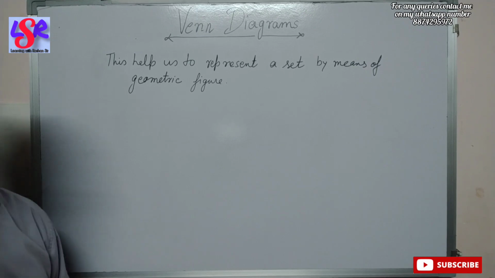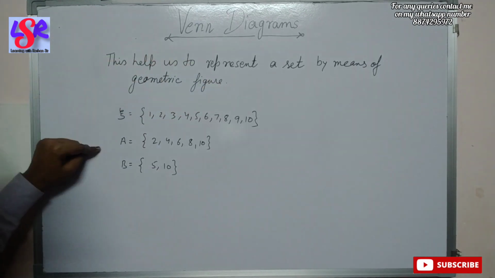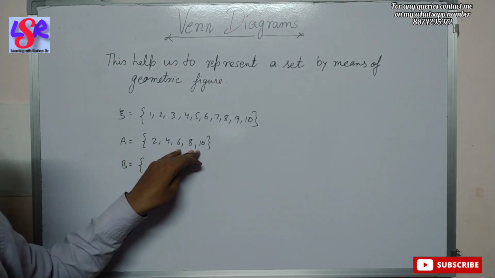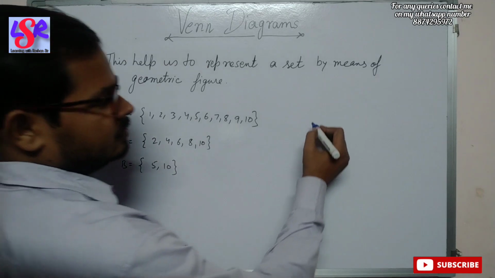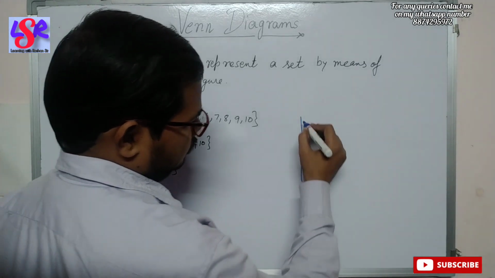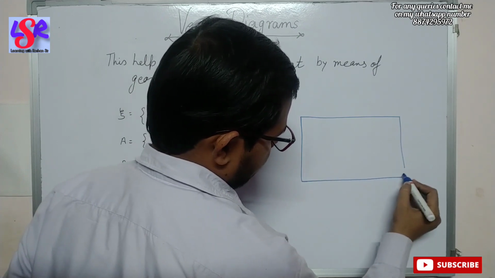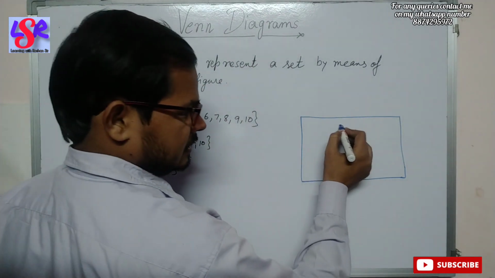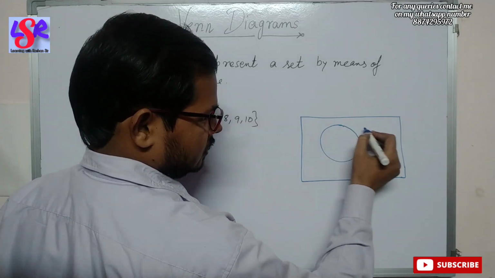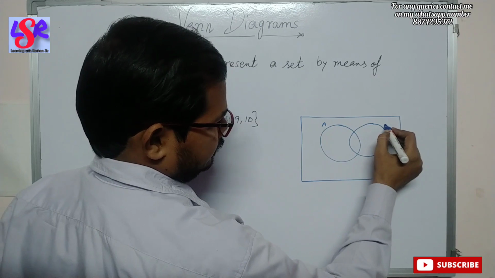For illustration, if we have a universal set of numbers 1 to 10, A as 2, 4, 6, 8 and 10, and B as 5 and 10. If we show this through a Venn diagram, we are going to form a rectangle which is going to represent the universal set. After this, inside it we will use two circles to represent set A and set B.